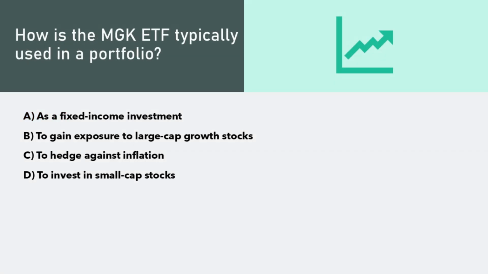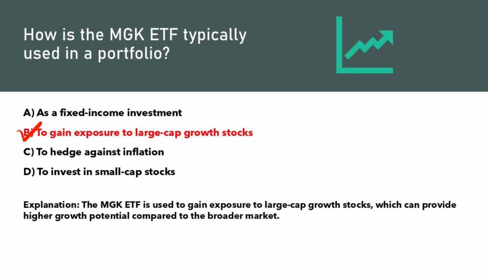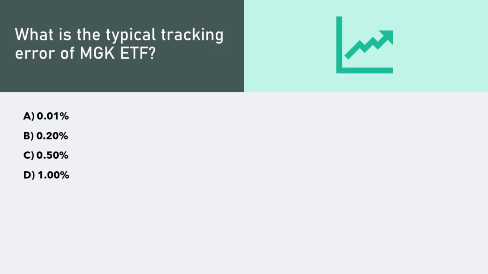How is the MGK ETF typically used in a portfolio? Answer: B. To gain exposure to large-cap growth stocks. Explanation: the MGK ETF is used to gain exposure to large-cap growth stocks, which can provide higher growth potential compared to the broader market. What is the typical tracking error of MGK ETF?